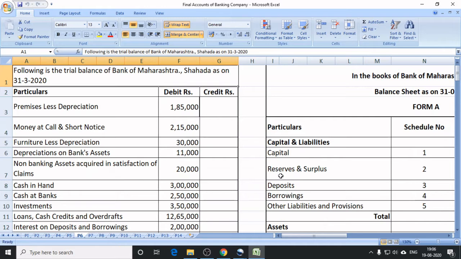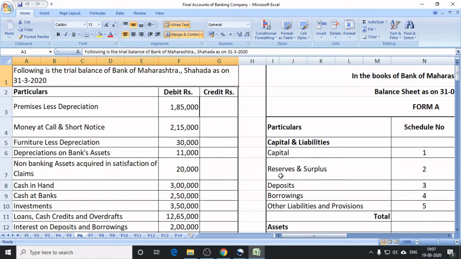Now, you know the two important rules, and these two rules should be considered while preparing the balance sheet and profit loss account of any entity. The first rule is if any ledger has a debit balance, then it would be either an asset or an expense. If it has a credit balance, then it would be either a liability or income.